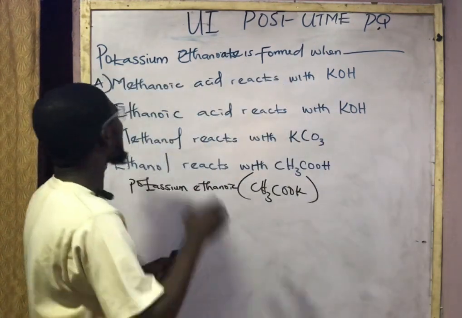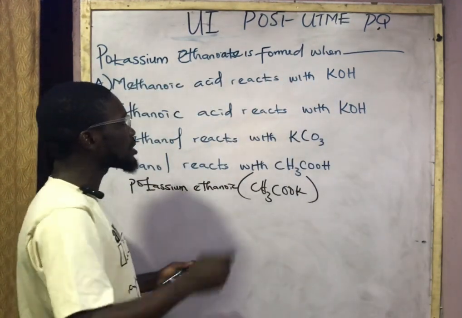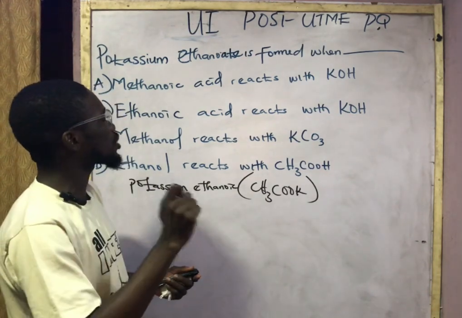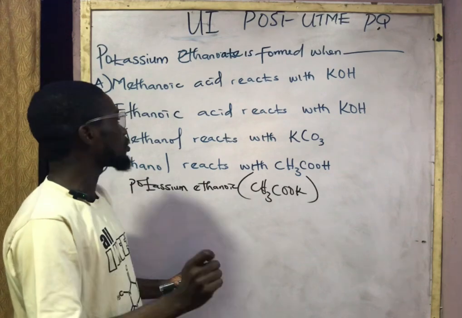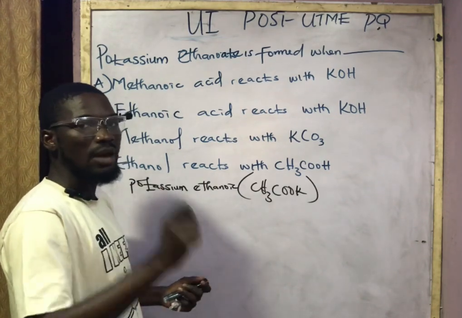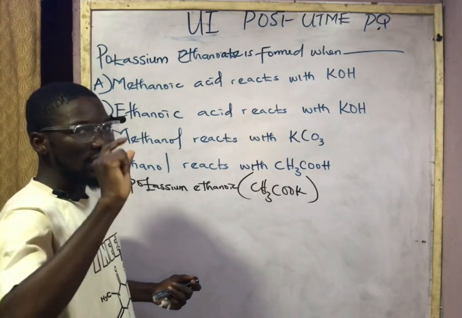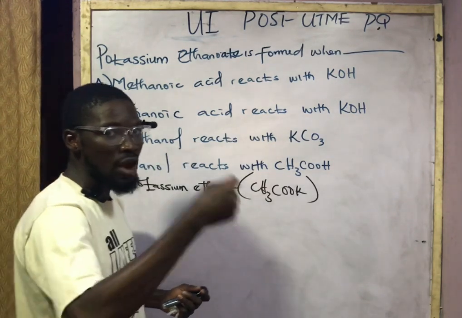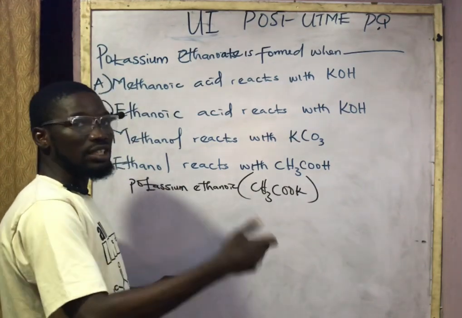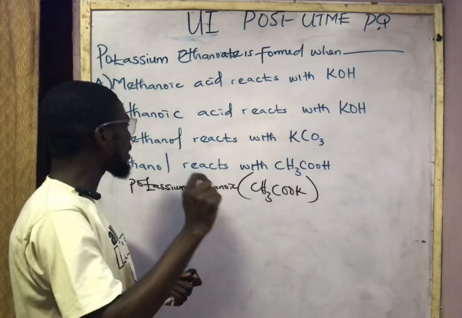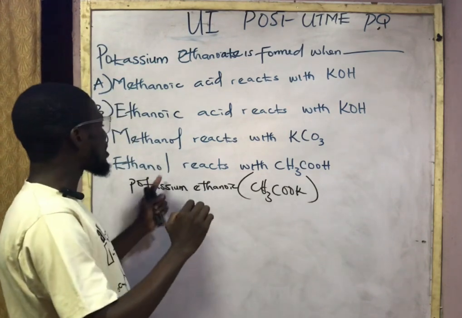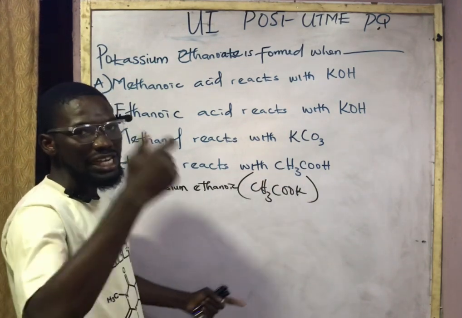Come closer. So, potassium ethanoate is formed when dash. The first option, A: methanoic acid reacts with potassium hydroxide. B: ethanoic acid reacts with potassium hydroxide. Take note of it. The first option was methanoic, the second one was ethanoic. Now the third one, C: methanol, the family of hydroxy. Methanol reacts with potassium carbonate. And the last one, D: ethanol reacts with ethanoic acid.